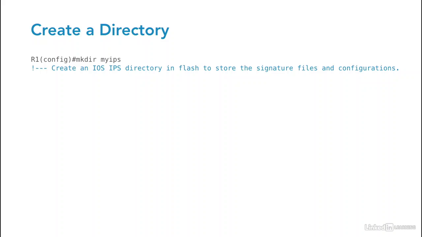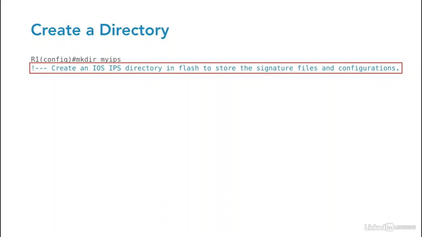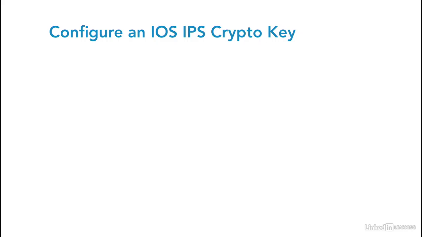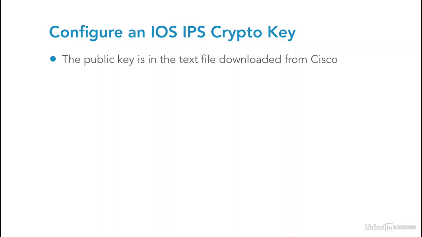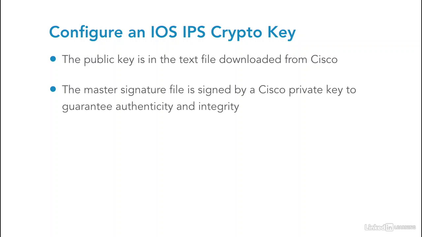You'll then need to create a configuration directory in Flash to store the signature files and configurations. You'll then configure an IOS IPS crypto key used by IOS IPS. The public key is the text file that you downloaded from Cisco. The master signature file is signed by a Cisco private key to guarantee that it's authentic and the integrity has not been modified, which is very important because you don't want anyone to modify those signature sets.